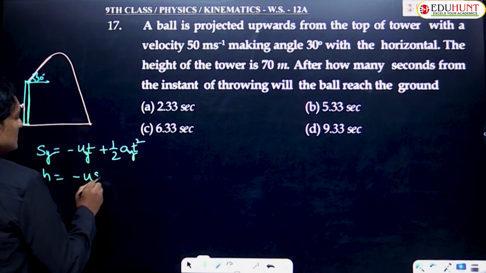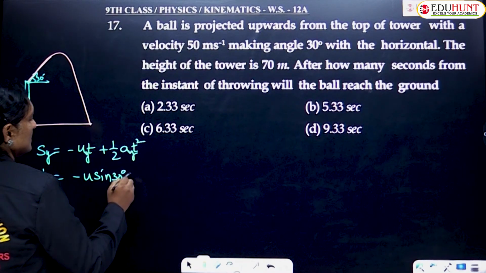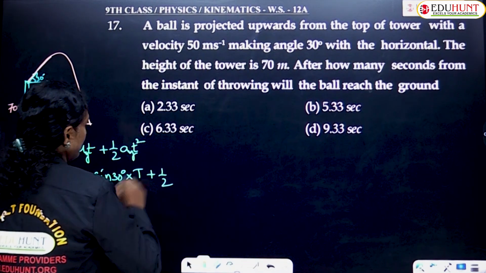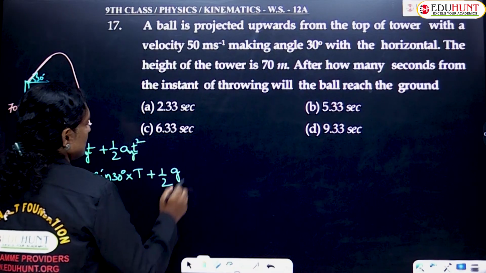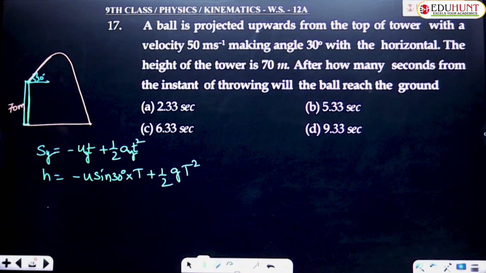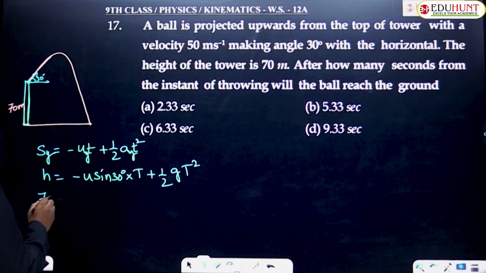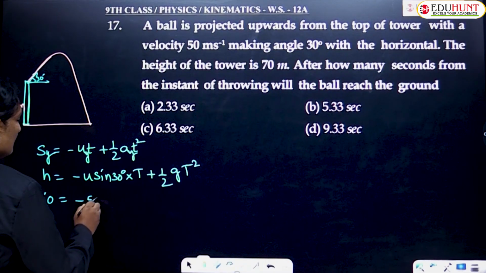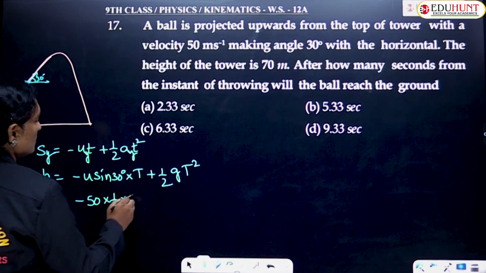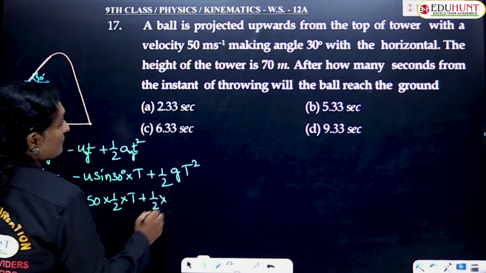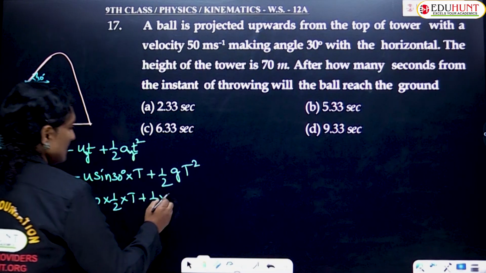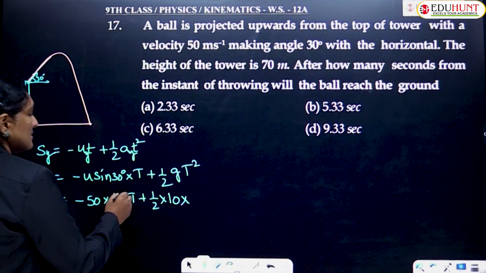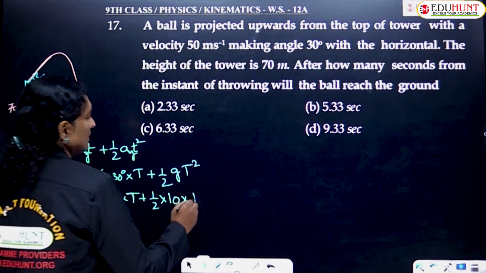Uy is nothing but u sine theta, that is minus u sine 30 degrees into the total time of flight you are asked to find out, plus half acceleration due to gravity g and t square. That's it. So substituting the values, the height of the tower is given as 70 meters, minus u value is given as 50 meter per second, sine 30 is 1 by 2, into t plus half the value of g. For simplicity, let us take it as 10, because it's a complicated equation. 9.8 means you may get confused. So I'm simply taking it as 10 into t square.